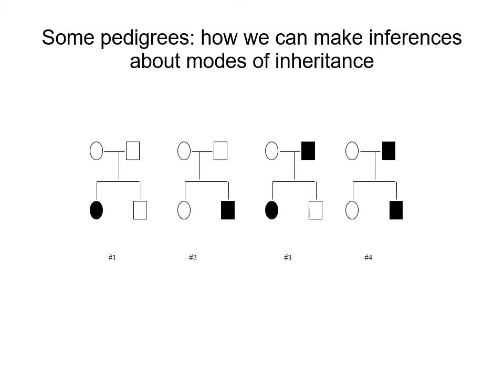So this is consistent with a sex-linked recessive mode of transmission because he could very well have gotten it from his heterozygous mom if she's heterozygous. So for this, we can't decide whether it's autosomal or sex-linked because it could be either one.